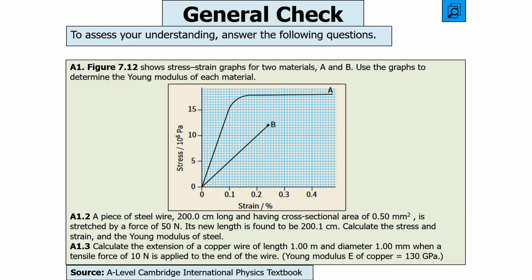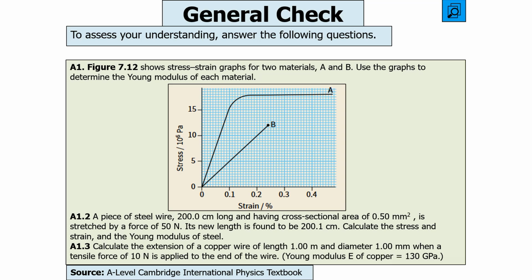The next question says, figure 7.12 shows the stress-strain graph for two materials, A and B. Use the graph to determine the Young modulus of each material. Then a piece of steel wire 200.0 centimeters long and having a cross-sectional area of 0.50 millimeters squared is stretched by a force of 50 newtons. Its new length is found to be 200.1 centimeters.